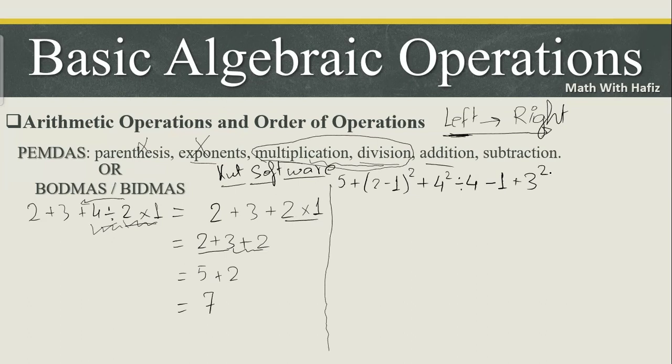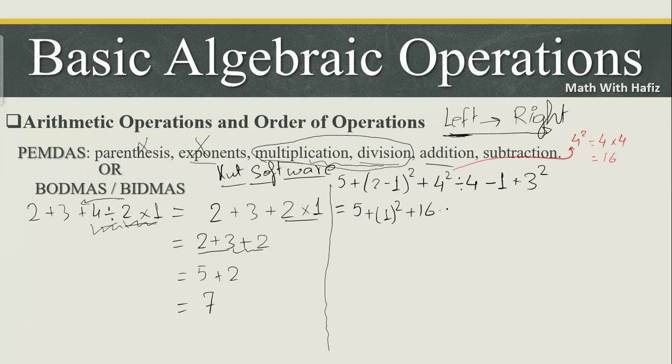All right. So the first thing we will be doing is parenthesis. We will be solving brackets or parenthesis 5 plus 2 minus 1. It will be 1 square plus what is 4 square? 16. Square means anything square means you have to multiply that thing by itself twice. So what is 4 multiplied by 4 is 16.